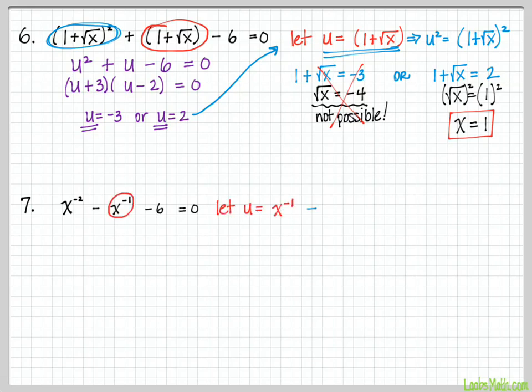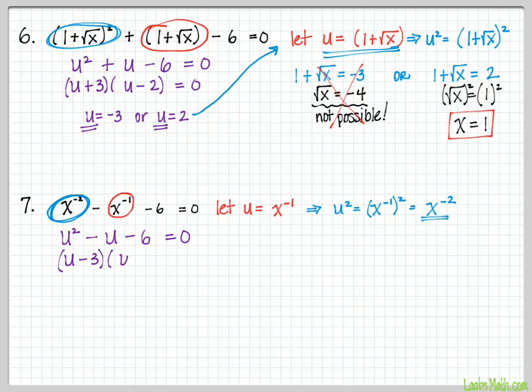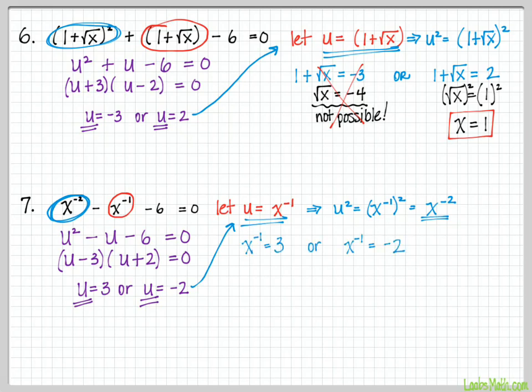Number 7, I'm going to do my u substitution again. So I've got u squared minus u minus 6 equals 0. It's factorable. I solve for u. I then resubstitute back in the x to the negative 1. So I've got x to the negative 1 equals 3, or x to the negative 1 equals negative 2.